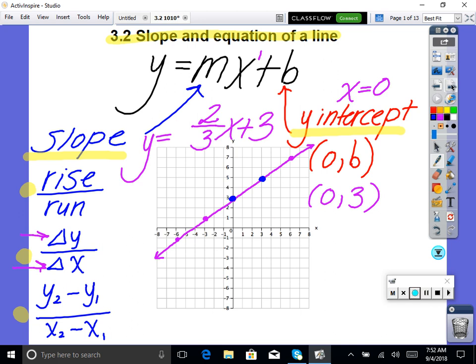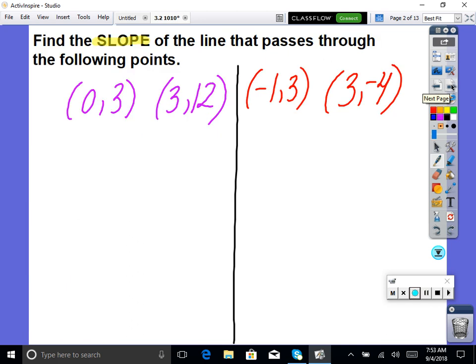So let's look at this point. Is it in order from least to greatest on the x? We only look at x. 0, 3. Yes, it's in order from least to greatest, or from left to right. Okay, so this is an xy point, this is an xy point. This is our first point, so we just put a little 1 to say this is our first point. The 1 we don't plug in anywhere. That's just saying this is our first point. Then this is our second point.